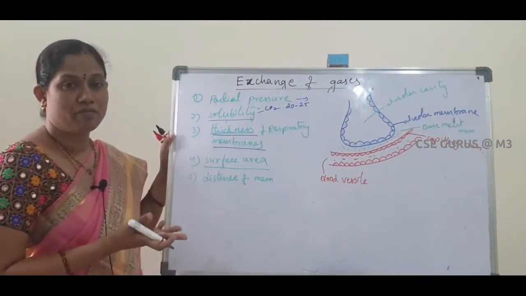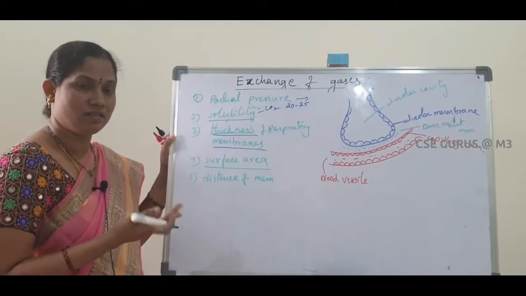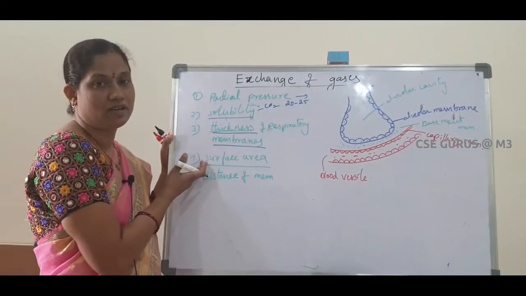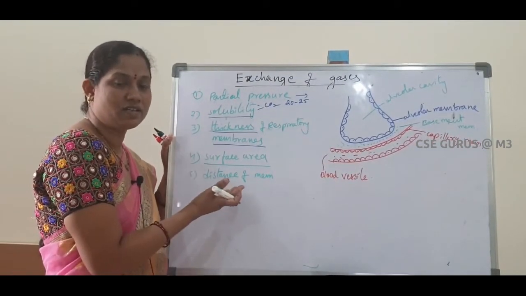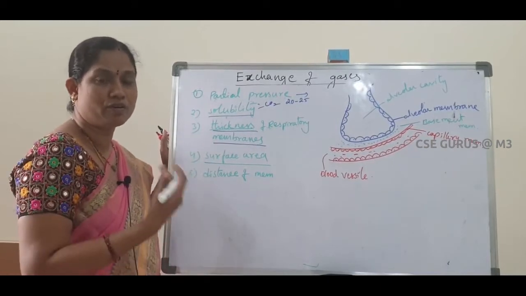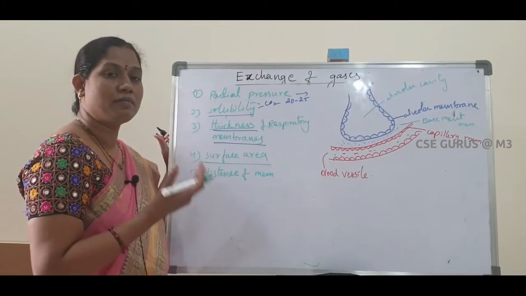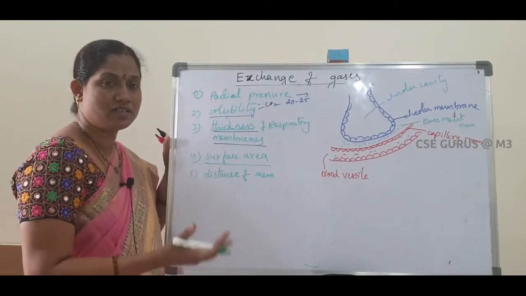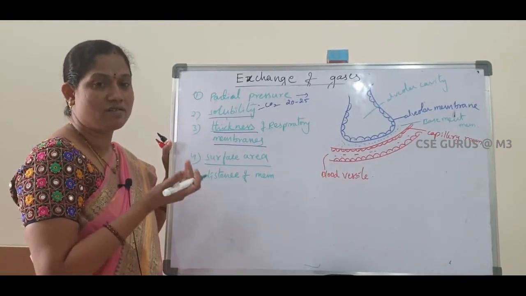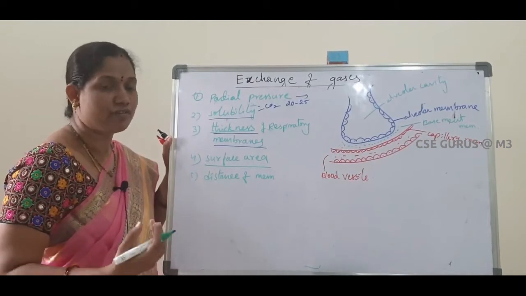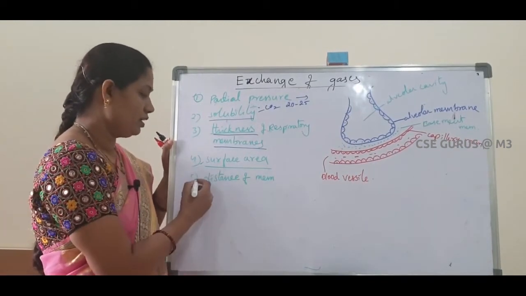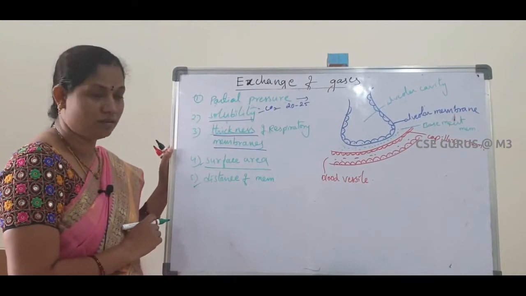Next, surface area. If the number of alveoli is increased, they increase the surface area. If the surface area is increased, more oxygen diffuses into the blood. If the alveolar number is decreased, the surface area is decreased, and as a result a sufficient amount of oxygen cannot diffuse into the blood.